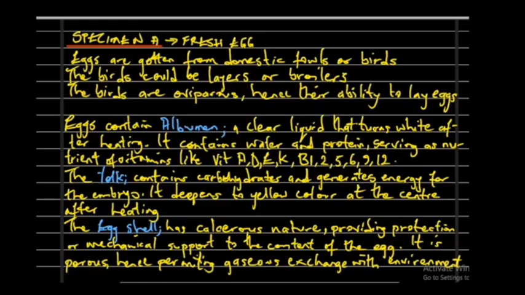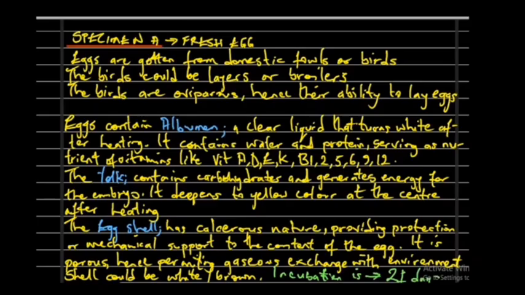Now we have major colors of these eggs. The eggshell could come in form of white or brown. The shell could be white or brown in color. Yes, and the incubation period of the egg generally is for about 21 days.